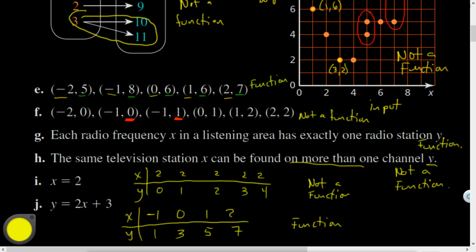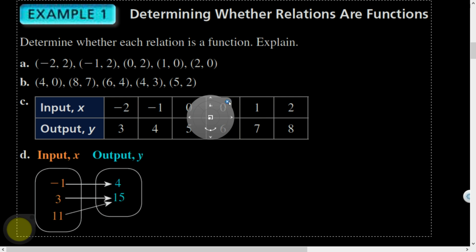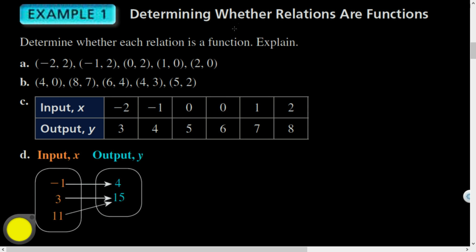All right, I want you to be familiar with these different types of input and output, and we'll go through this next case faster. The more examples you see, the more your brain has the ability to organize these thoughts. So let's go through this example fast. Ready? Rapido. -2 outputs 2. We're fine. -1 outputs 2. 0, 2. 1, 0, 2, 0. Function or not a function? I think it's a function because every input has exactly one output.